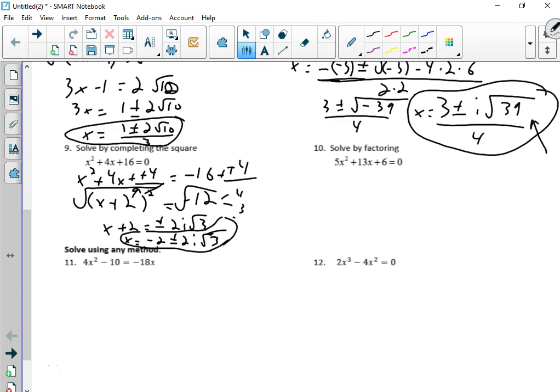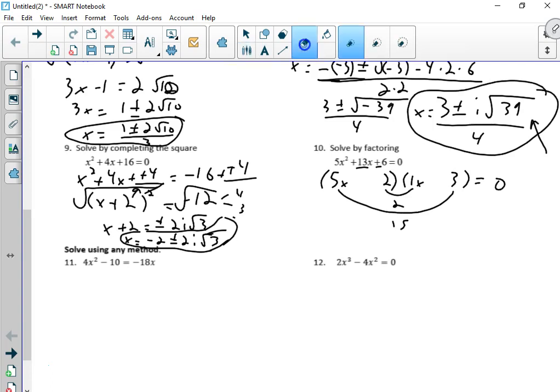Solve by factoring. Little guess and check here. 5 is only 5 and 1. It's got to be 5 and 1. Now you got to try 1 and 6, 2 and 3. I'm going to try 2 and 3. So they have to add up to 13. So if I put 2 here and 3 here, that gives me 2, that gives me 15. That adds up to 17. So that's not right.